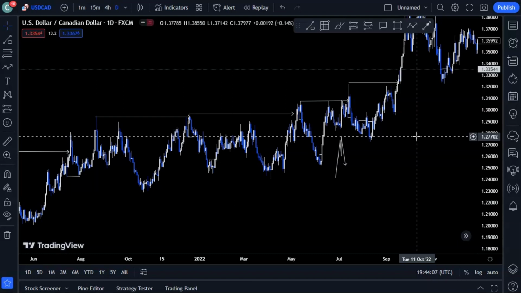So your assignment is to focus on the change of character and the BOS. Map out the break of structures like this and the change of character. That's what you just need to do. Once you are very, very comfortable with this, you know you're very good at this, then move to the next episode.